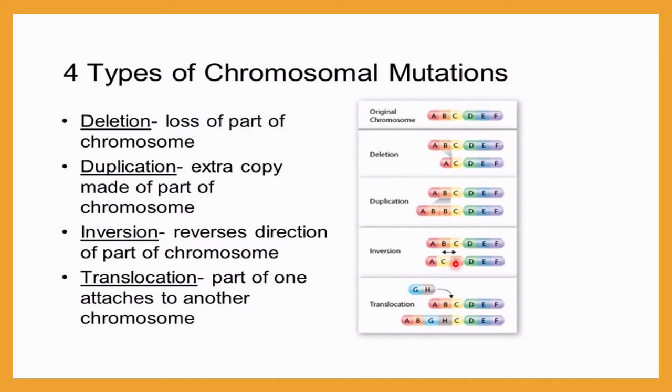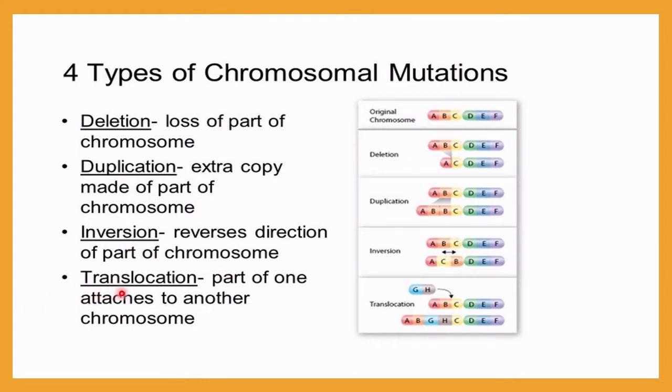Nothing is deleted, nothing is inserted, right? But just the sequence is altered, just because of inversion. So inversion reverses the direction of a part of a chromosome. As a result, nothing is added or deleted, but still a mutation occurs.